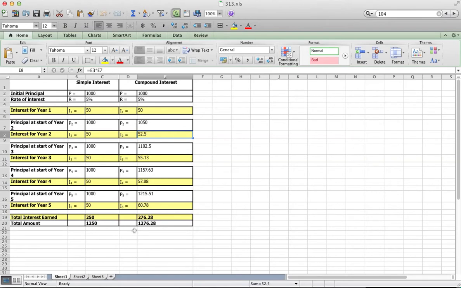$1,276.28. So you can see if I'm investing money, I will have earned more money with the compound interest in 5 years than I did with the simple interest, and I will earn more money at the end. However, if I borrowed money, then I will owe more money at the end with the compound interest than I did with the simple interest. So this is something to keep in mind when you're choosing your bank to invest with or to borrow from.